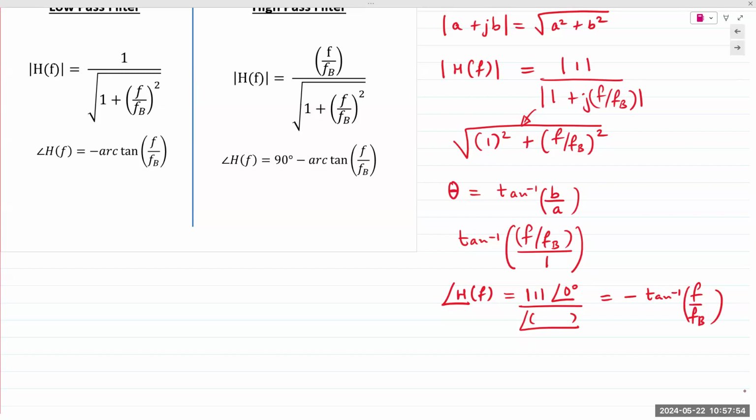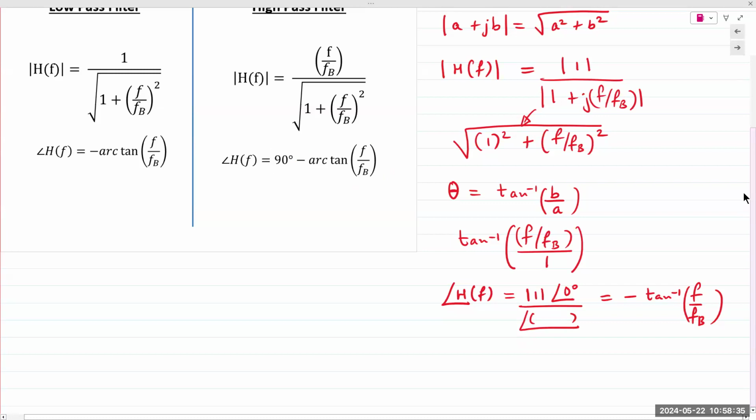For a high-pass filter, you have an extra term in the numerator, j f over fb. So when you do the tan inverse of that, you get tan inverse of infinity, 90 degrees, right? 90 degrees, right angle triangle, it never converges. So tan inverse of infinity would be 90 degrees. Hence, you obtain 90 in the numerator and minus the denominator, which is exactly the same. So for a high pass filter, you get 90 minus arctan. That's how we obtain the magnitude and the phase for these.